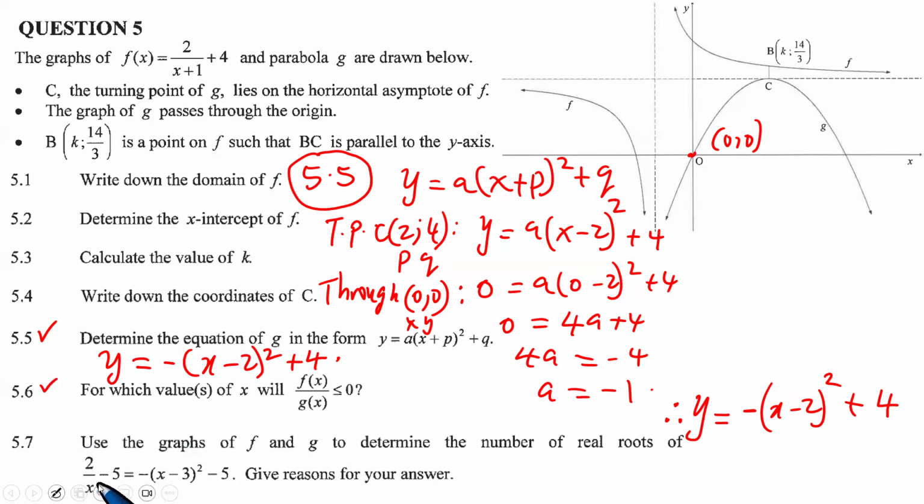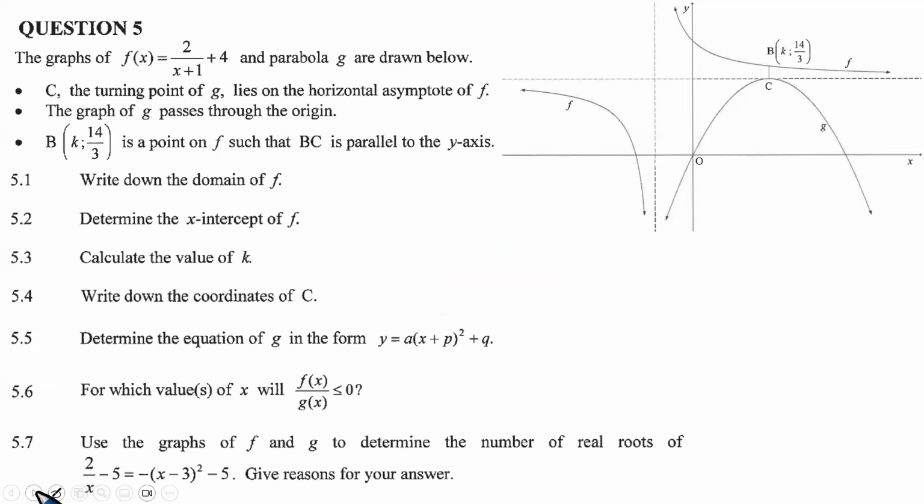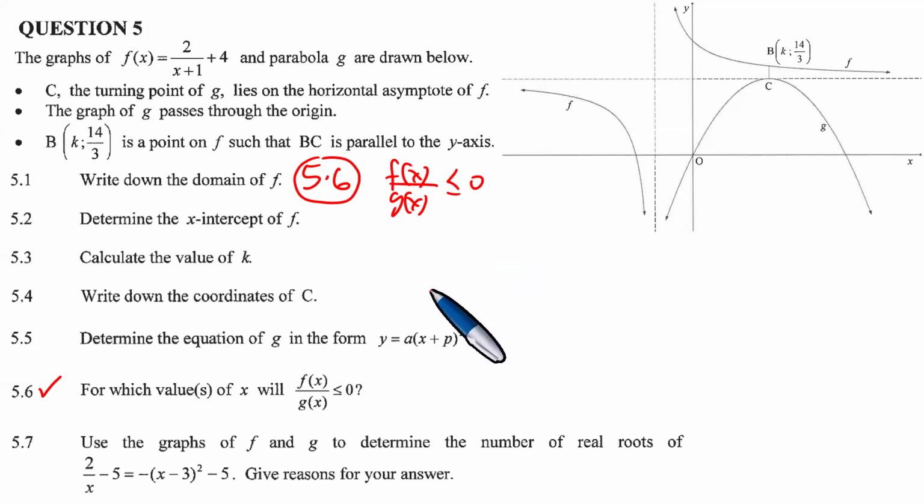Let us do 5.6. To do 5.6, there are a couple of things that we need to consider to answer the question. For 5.6, we need to deal with f of g of x, which is less than or equal to 0. So there are two instances in terms of signs, so we need to study the signs. You can have a positive over a negative sign, and the result becomes a negative sign. A negative sign can be viewed as less than or equal to 0.